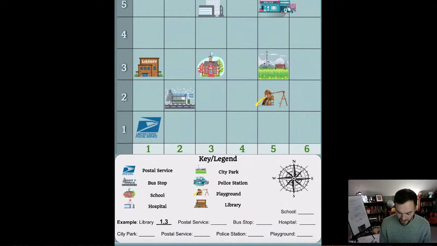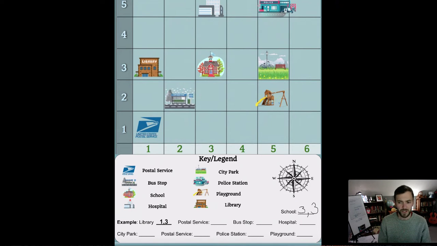For example, maybe I'm going to try to locate the school next. Now, I showed you that just a moment ago. Do you remember what the coordinates of the school were? Well, see if you can figure it out on your own here. Remember to start going down first and then over second. All right, let's give it a try. The school is located at 3, so I'm going to write a 3 first. And then I'll go over, and the second number is also a 3.